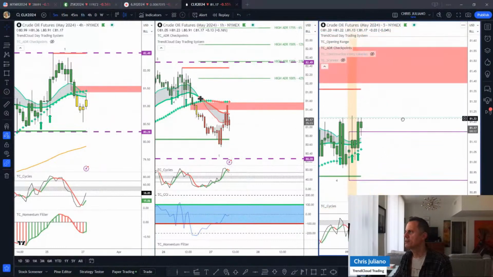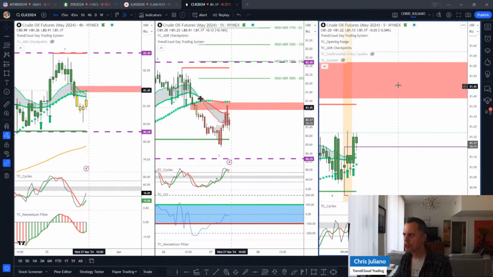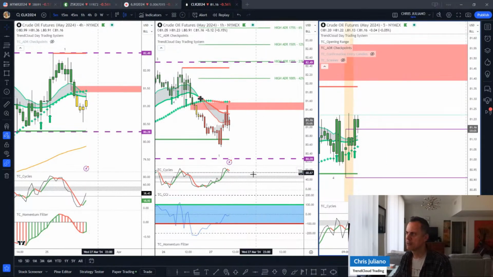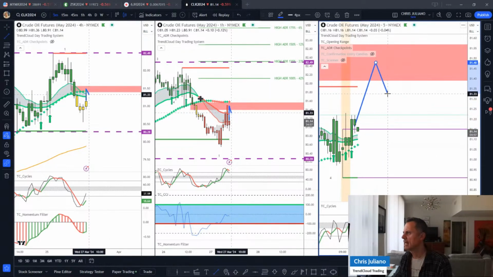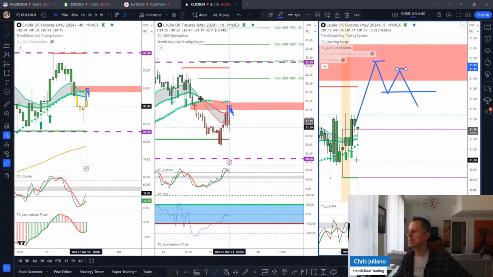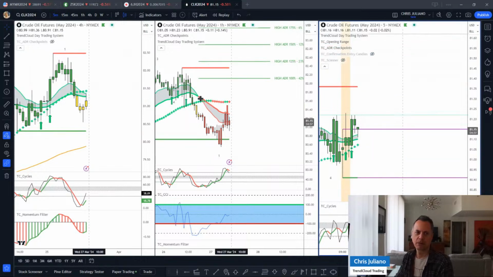So what I would do is wait for a reaction off of this. And when we get a reaction that looks something like this, right? It pulls into that zone and then does this, makes a high, makes a lower high, and breaks structure. Now we can get into the trade.